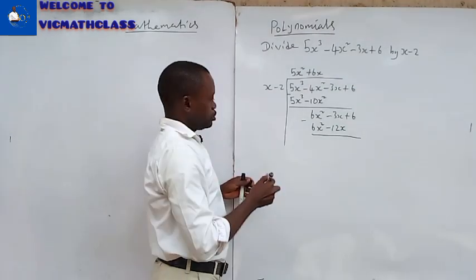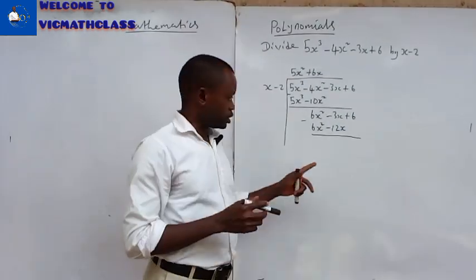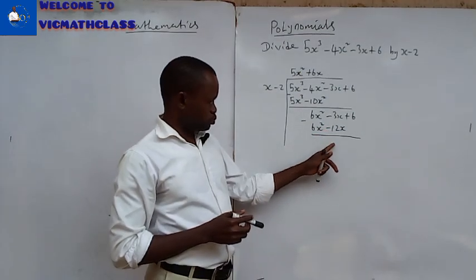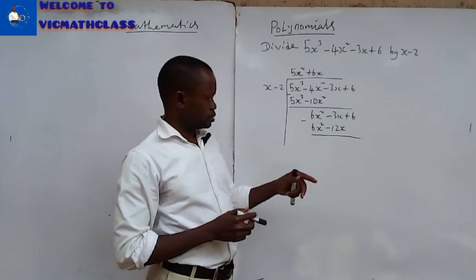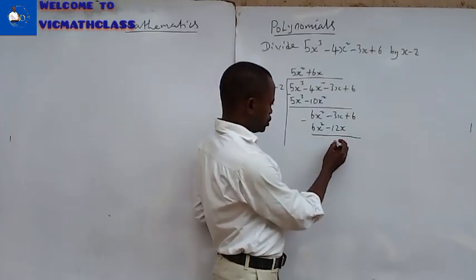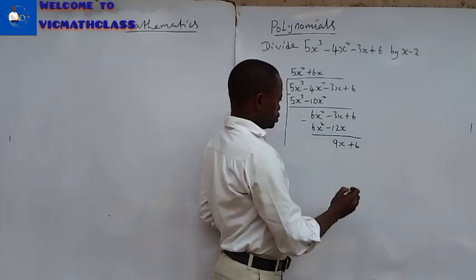I did a demo. I'm sure that demonstration is going to help us to capture what I'm trying to explain here. So this becomes plus 12. And you are looking at 12x minus 3x. And that is going to give us 9x. I will bring down plus 6.